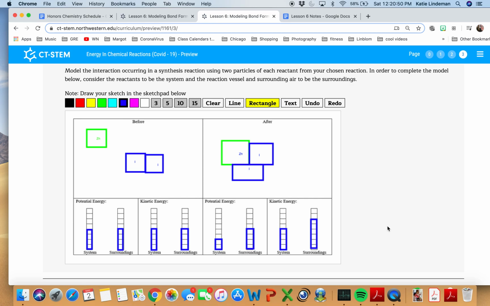So just to recap this, I have an exothermic reaction, meaning that I have energy moving from the system to the surroundings. That is picked up by an increase in temperature in the surroundings. So that's why I've specifically chosen to increase my kinetic energy of the surroundings. And then I'm taking that from my potential energy from the system, because the system's kinetic energy is not actually changing.